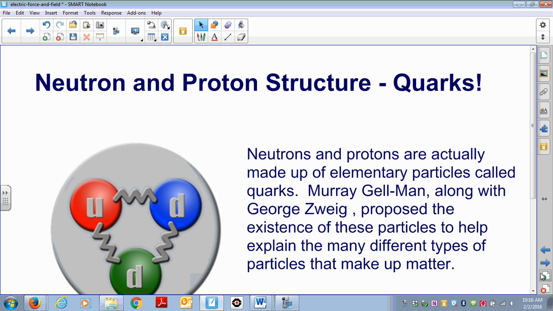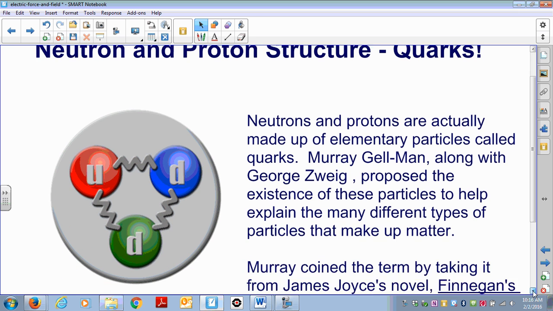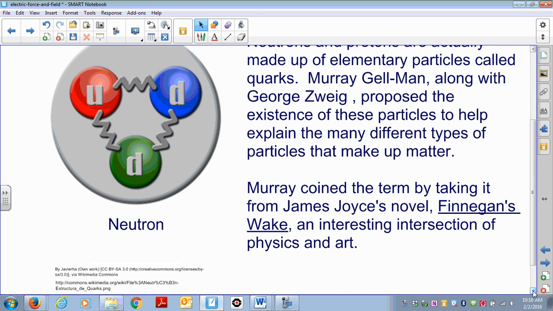Neutrons and protons are actually made up of elementary particles called quarks. Murray Gell-Mann, along with George Zweig, proposed the existence of these particles to help explain the many different types of particles that make up matter. Gell-Mann coined the term by taking it from James Joyce's novel Finnegans Wake, an interesting intersection of physics and art.